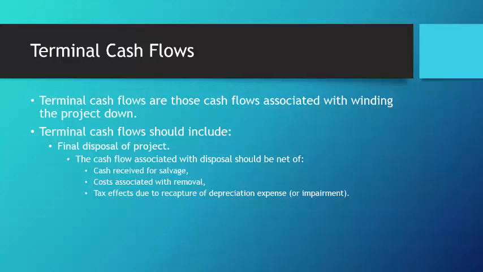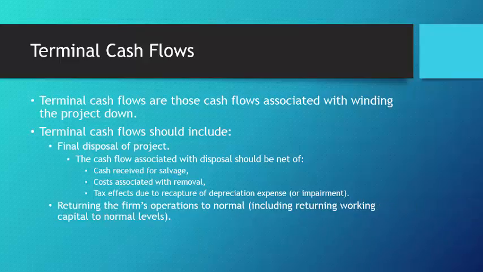So if we have to salvage some equipment, remove some of the equipment, and in some instances, if you were doing some strip mining, that may include reworking the environment so that nobody will ever know that there was a strip mine there. Tax effects due to recapture of any depreciation expenses or impairment of any salvaged equipment, etc. We'll talk about some of these as well.